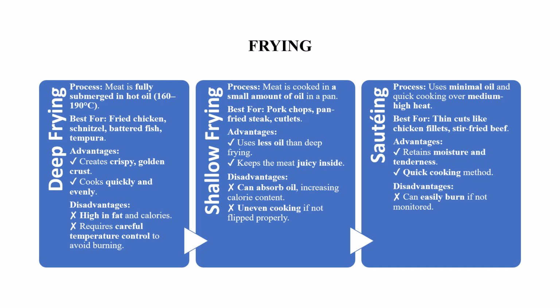Frying uses oil to create a crispy crust. There are three types of frying: deep frying, shallow frying, and sauteing. Deep frying submerges meat in hot oil for a crunchy texture, whereas shallow frying uses less oil but may result in uneven cooking. Sauteing is a quick method using minimal oil over medium high heat.